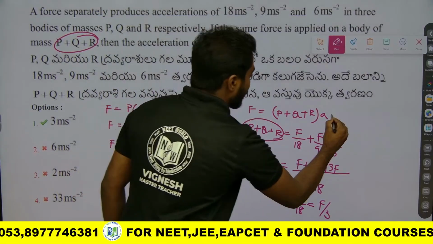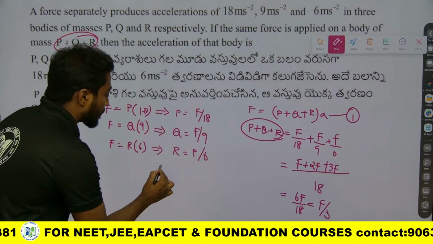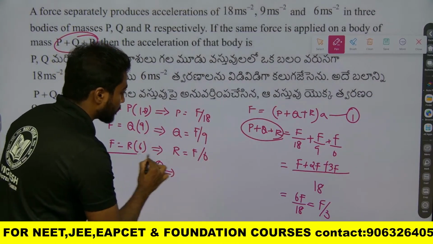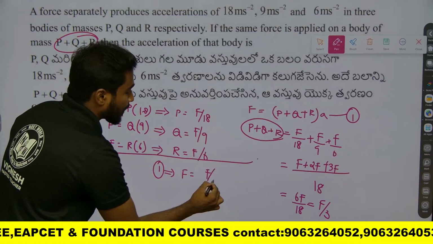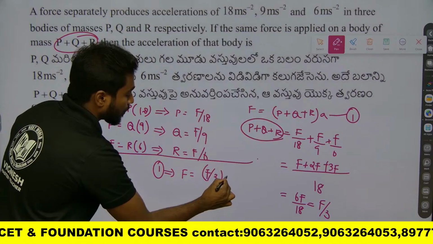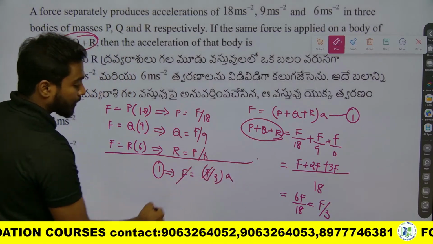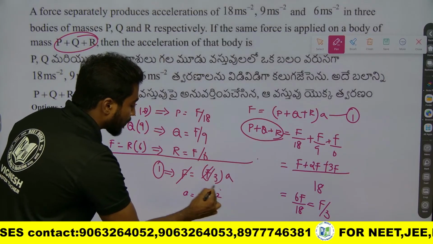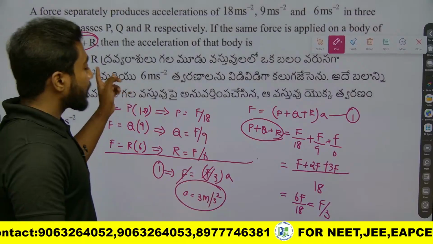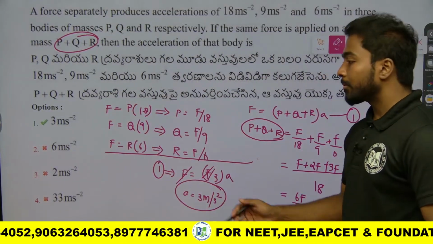Now take this value and substitute in equation 1. From equation 1, I can write that F is equal to F by 3 into A. From this, F and F get cancelled. So A will be equal to 3 meter per second square. So when the bodies are combined, P plus Q plus R, the acceleration is 3 meter per second square.